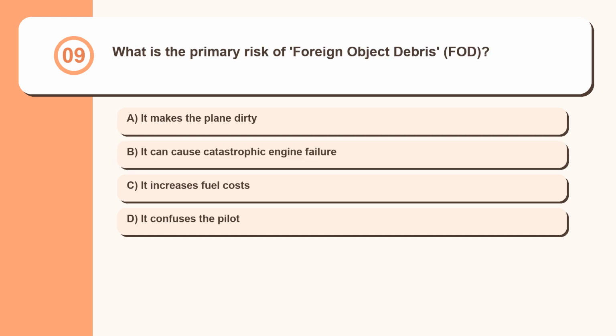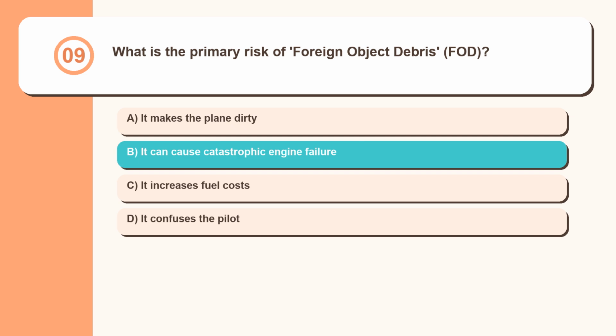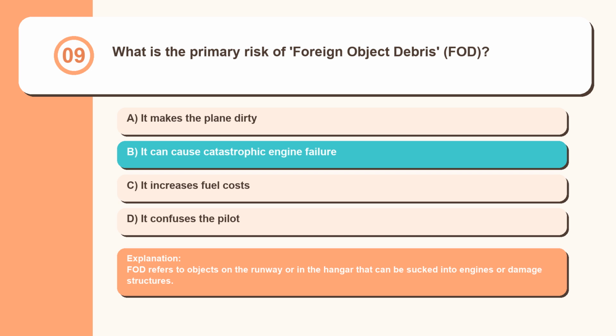Question 9. What is the primary risk of foreign object debris, FOD? It makes the plane dirty. It can cause catastrophic engine failure. It increases fuel costs. It confuses the pilot. FOD refers to objects on the runway or in the hangar that can be sucked into engines or damaged structures.